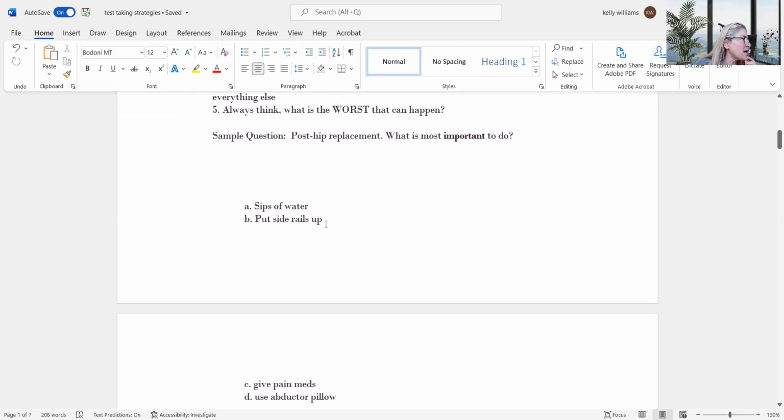Okay, this patient just had hip surgery. Well, they could fall, right? And that would be really bad, right? If they fell out of their bed and damaged the fresh hip or hit their head or something worse.